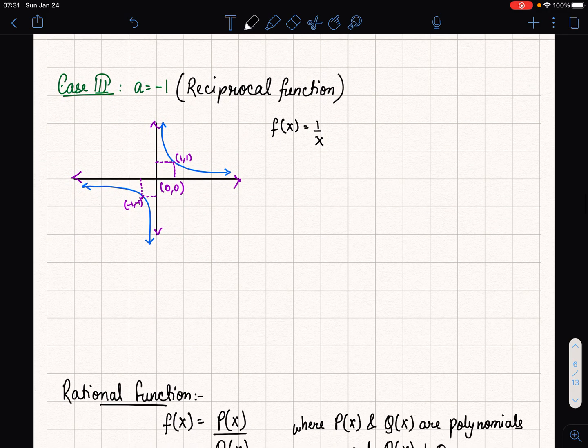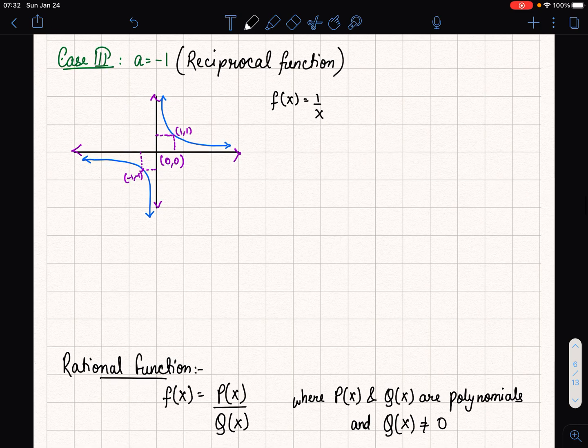Next comes the reciprocal function, that is when a is equal to -1. The moment a is equal to -1, I have 1 over x. The graph of 1 over x looks something like this. You have two rectangular hyperbolas which pass through the point 1, 1 and approach infinity as you go on increasing and decreasing x.